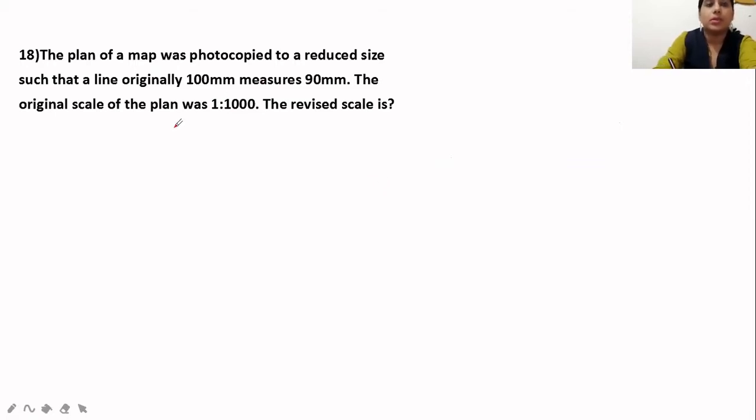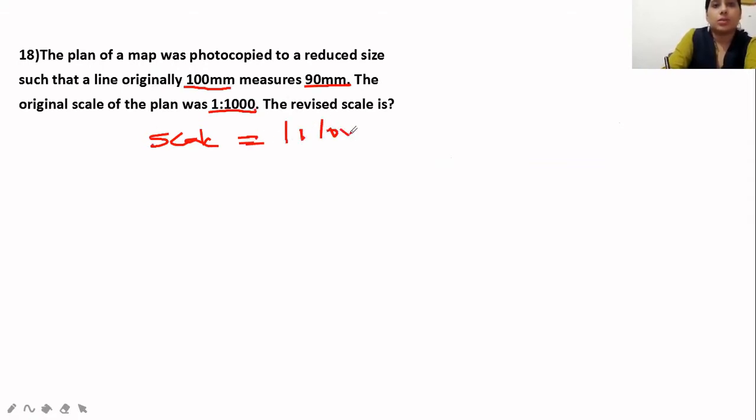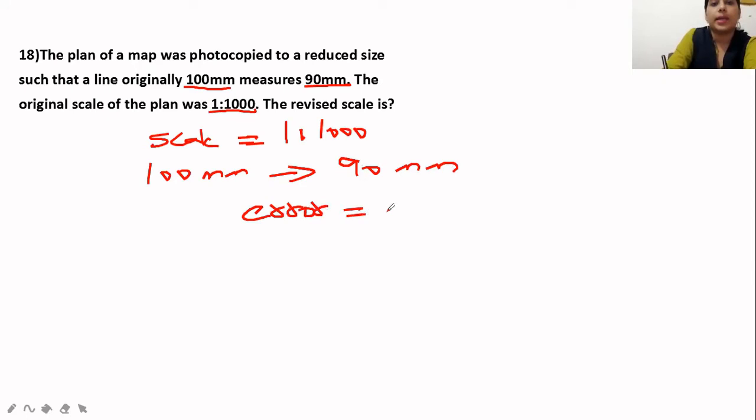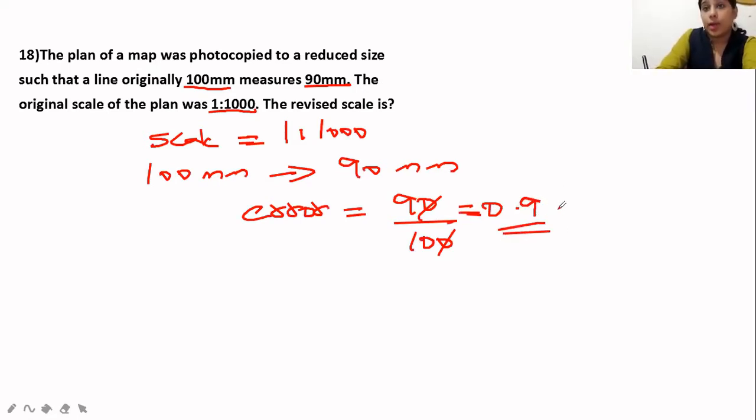Next is a problematic question. The plan of a map was photocopied to a reduced size such that a line originally 100 mm measures 90 mm. The original scale of the plan is 1:1000. Original scale is given to you, that is 1:1000. It was 100 mm, but accidentally it measures 90 mm. So what is the actual error that happened there? 90/100, when you divide, you will get the answer 0.9.